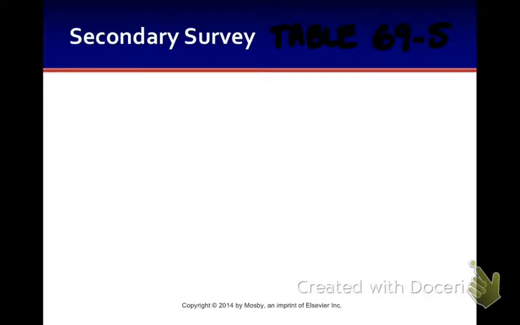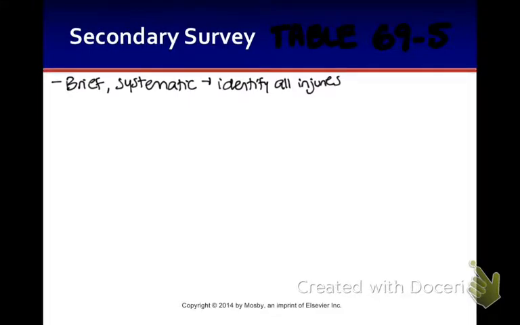So secondary survey, this you can see at table 69.5 in your book. And this is brief, systematic. This is where you identify all the other injuries. At this time, you're going to get a full set of vital signs. This includes typically a blood pressure on both sides bilaterally. You're going to get your heart rate, your respiratory rate, oxygen, temperature. So full set of vitals.